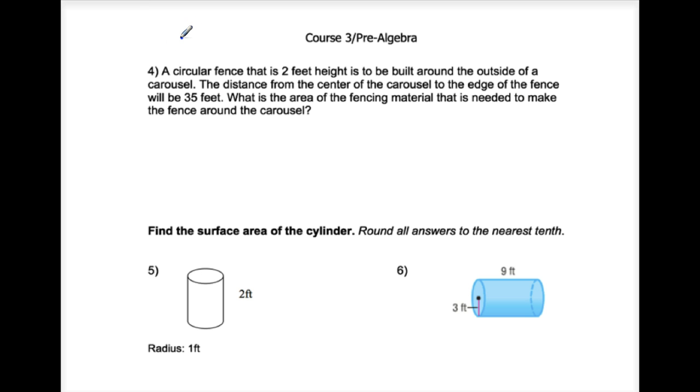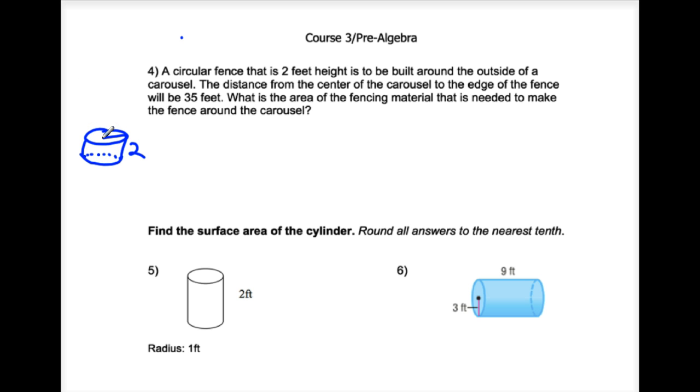Okay, alright, a circular fence. It's 2 feet high, built around the outside of a carousel. You guys know what a carousel is? Yes. Is that a merry-go-round? Right. Alright, we're going to put a circular fence around it that's only 2 feet high. The distance from the center of the carousel to the edge of the fence. Okay, so I know that the fence is 2 feet high, and the distance from the center of the carousel to the edge of the fence is 35 feet.